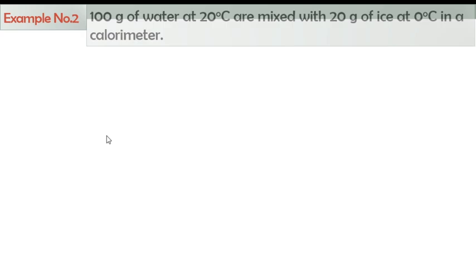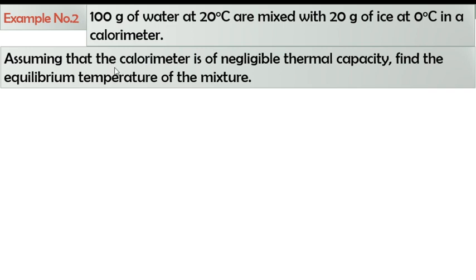Example problem number 2. 100 grams of water at 20 degrees Celsius are mixed with 20 grams of ice at 0 degrees Celsius in a calorimeter. Assuming that the calorimeter is of negligible thermal capacity, find the equilibrium temperature of the mixture. So let us analyze our problem.